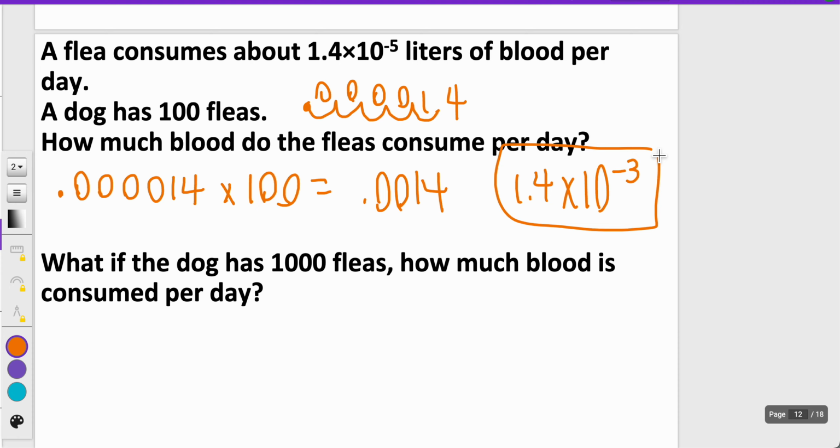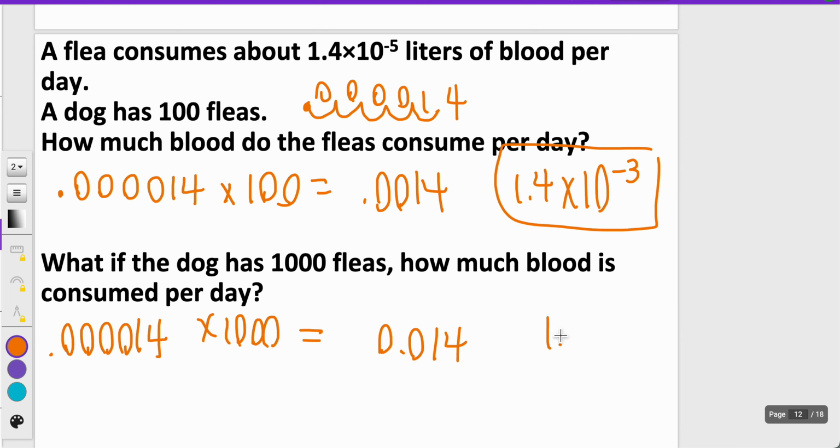Okay? What if the dog has 1,000 fleas? How much blood is consumed per day? So now we just again take that 0.00014 and multiply by 1,000, and we're going to get 0.014, or 1.4 times 10 to the negative 2 power. Okay?